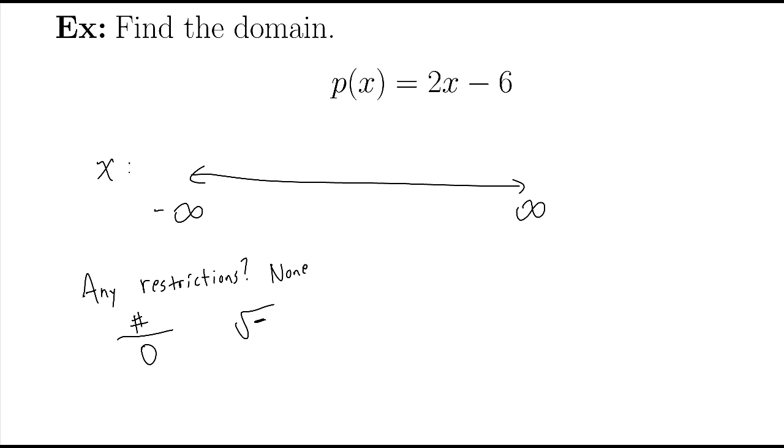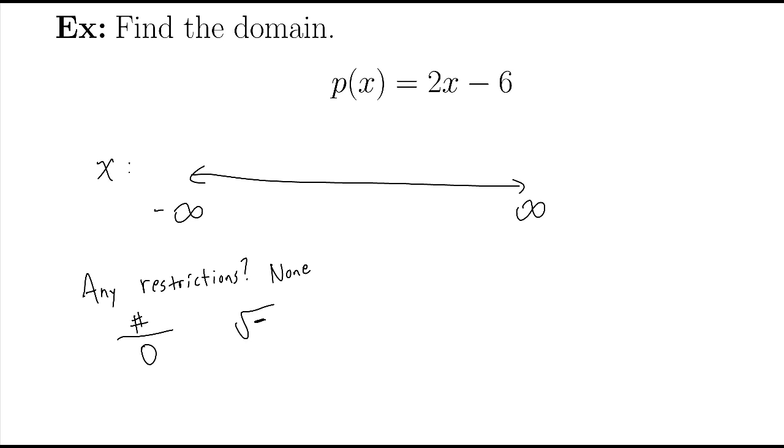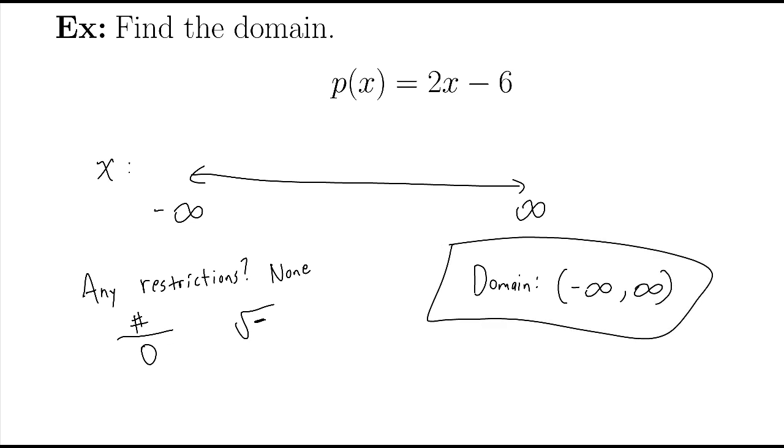In other words, this number line represents all the x values I'm allowed to plug in. So that means that my domain is all the numbers from negative infinity to positive infinity. And I'm writing this out in interval notation. This represents this number line here.